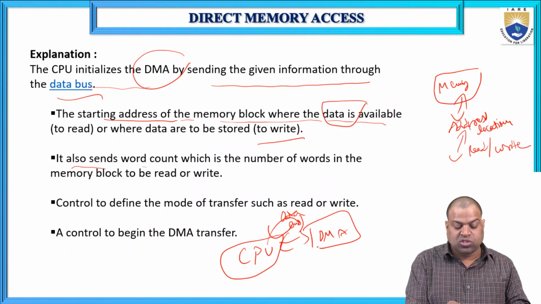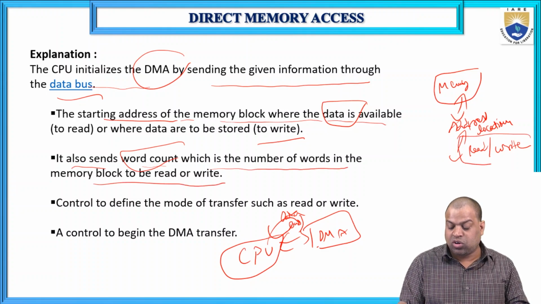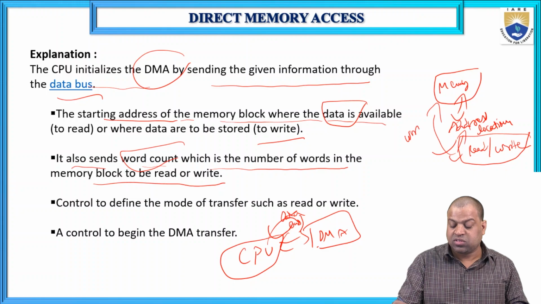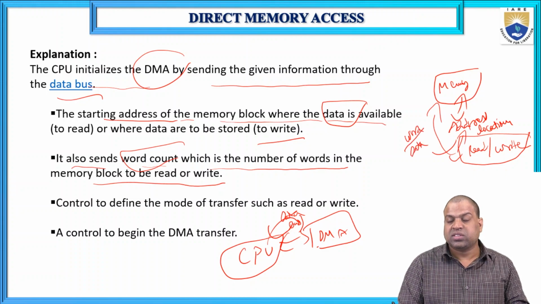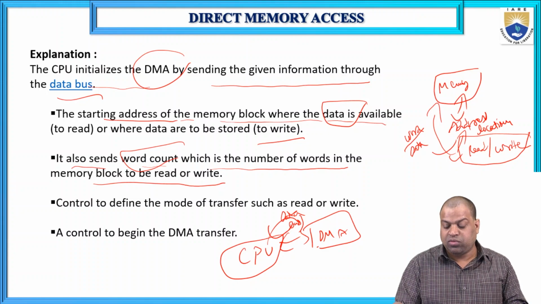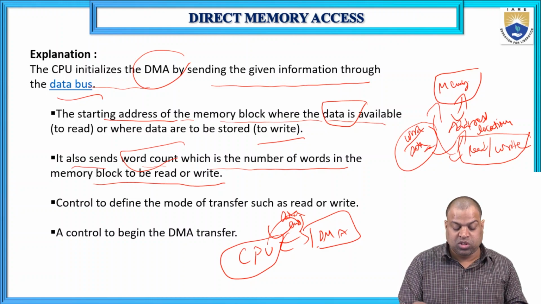It also sends the word count, which is the number of words in the memory block to be read or written. So are you reading or writing? Yes, I am reading or writing. Through the memory, what is the word length? And what is the address or data? This data is transferred in the form of words, suitable to the memory.